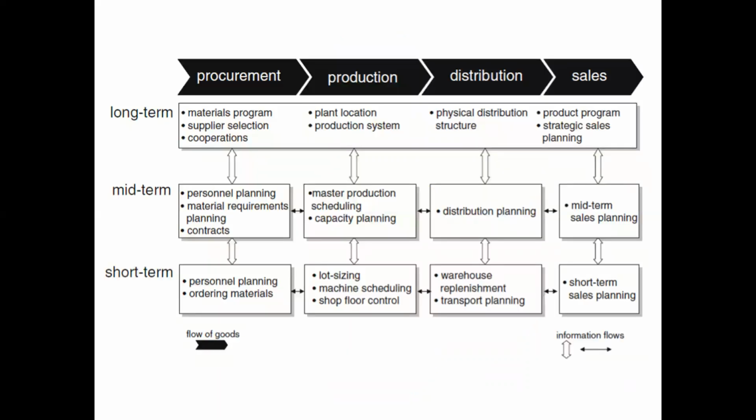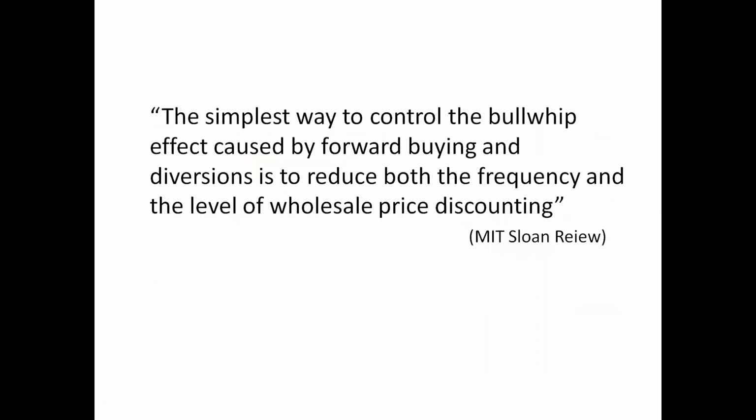So now here, this is the overall depiction of the planning process, and here we need to be more mindful about planning on a real-time basis with our intermediaries along upstream markets, so that we can avoid the bullwhip effect. The simplest way to control the bullwhip effect caused by forward buying and divergence is to reduce both the frequency and the level of wholesale price discounting.